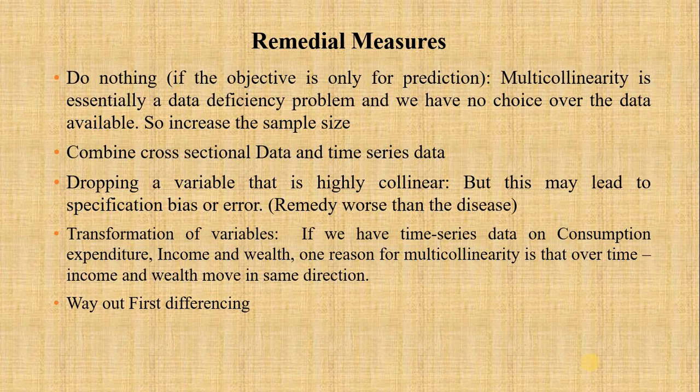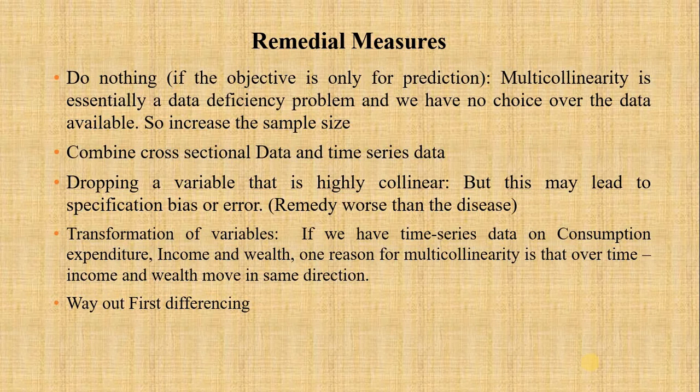First method is do nothing. We don't need to do anything, because if the objective is only prediction, only to forecast, then you don't need to do anything, because multicollinearity is essentially a data deficiency problem, and we don't have any choice over the data available. So what you have to do is increase the sample size.